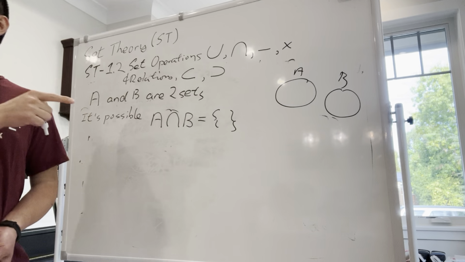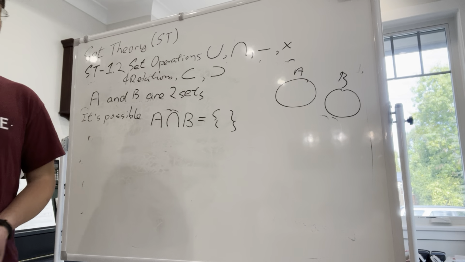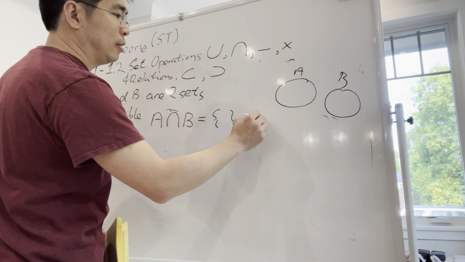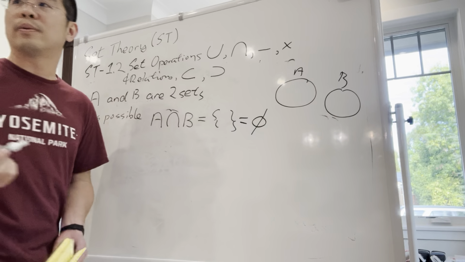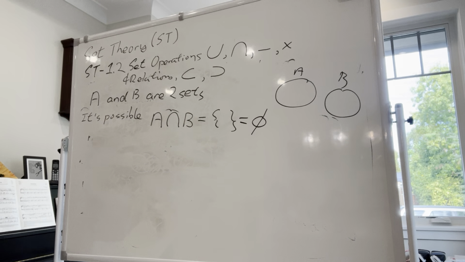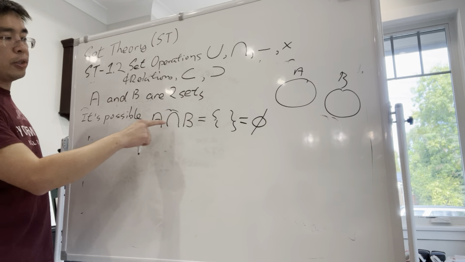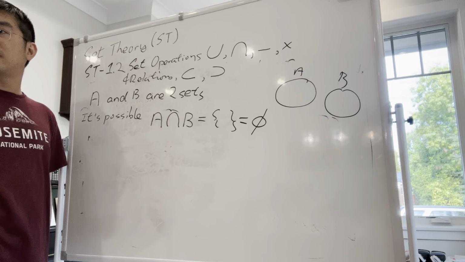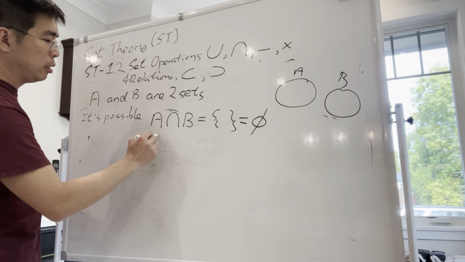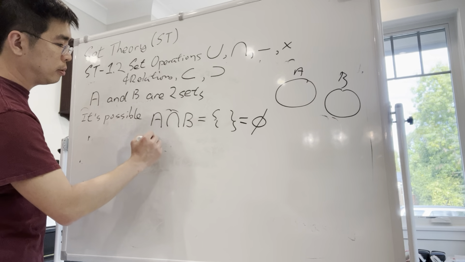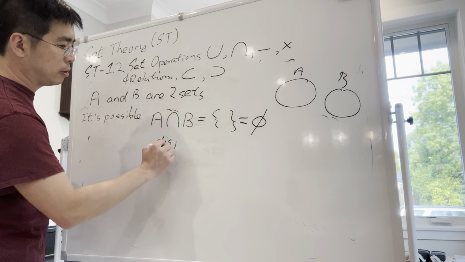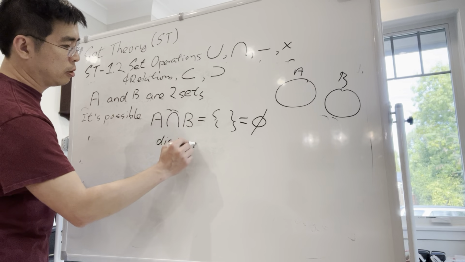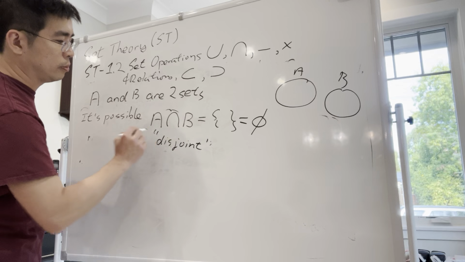An empty set happens pretty often, so there's a special symbol for it, which is this. Okay. And the way to describe this situation, when A and B are completely not related, there's no common element to it, we call that they are disjoint.